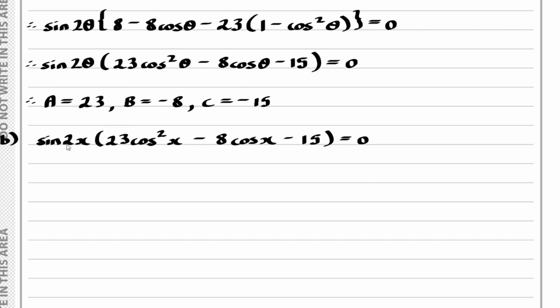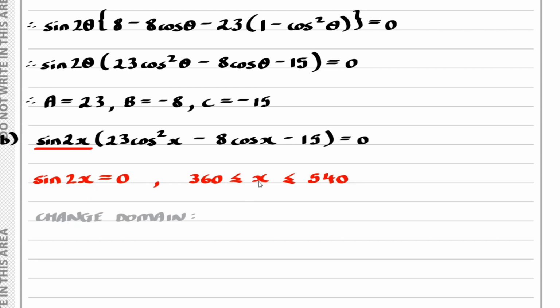So for part B, we'd have the equation sine 2x multiplied by 23 cos squared x, subtract 8 cos x, subtract 15 equals 0. Now if I take a look at the sine 2x equaling 0 as a solution, remember we're solving between 360 and 540 degrees, we are required to solve this equation. So the first thing I need to do is change my domain. Here I've got an x, I want a 2x, so my new domain will be between 720 and 1080.